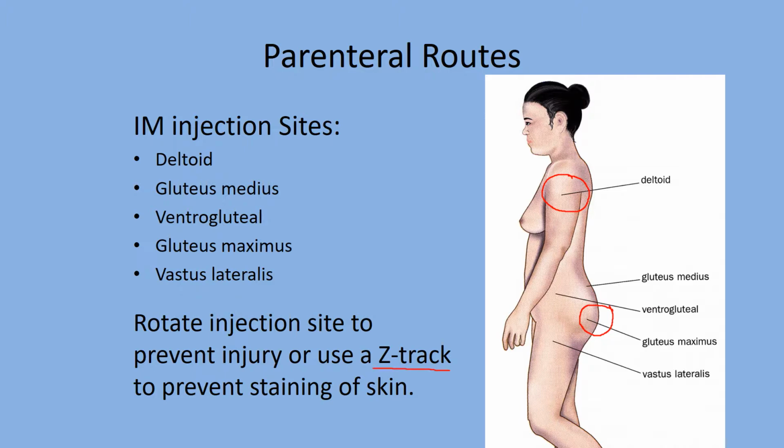Z-track is a special method to prevent the drug from irritating layers of the skin. So if you inject into the skin, it's like poking a hole where the drug you injected can just leak out. So it's a method of staggering the layers of skin to prevent the leakage into the top layer of skin.